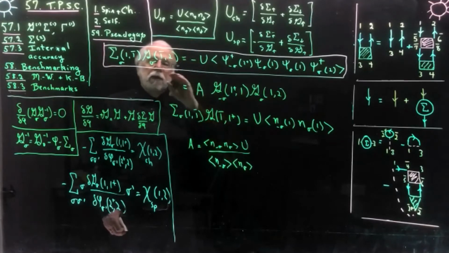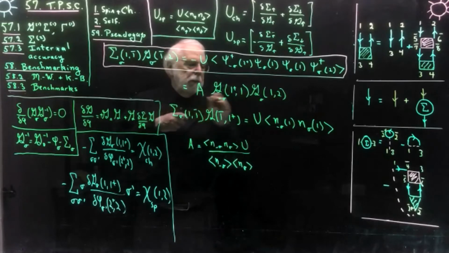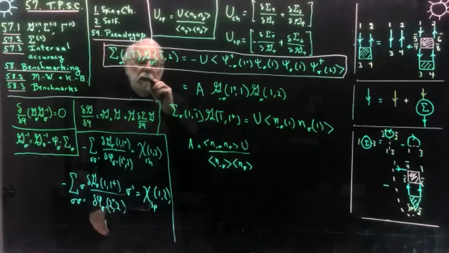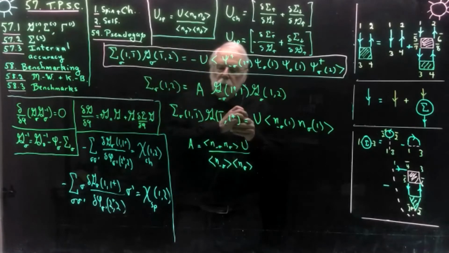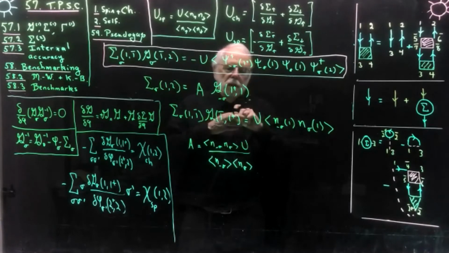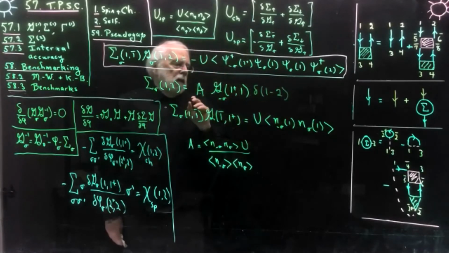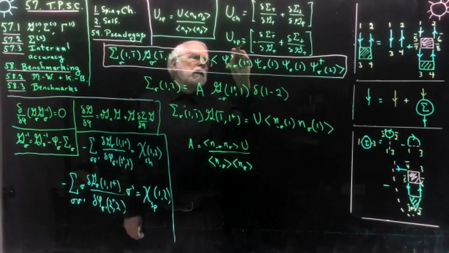So now that I have the self-energy, I get it by multiplying by g minus 1, right? So if I want to have the self-energy of 1, 2, I multiply by g minus 1, so that becomes delta of 1 minus 2. And now I can compute for example, the spin vertex here.